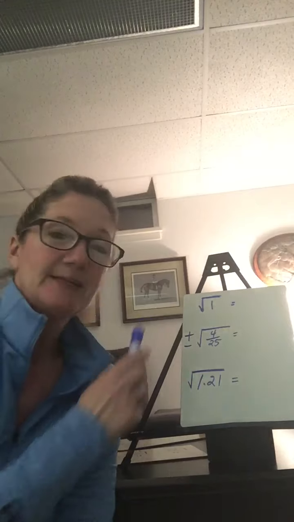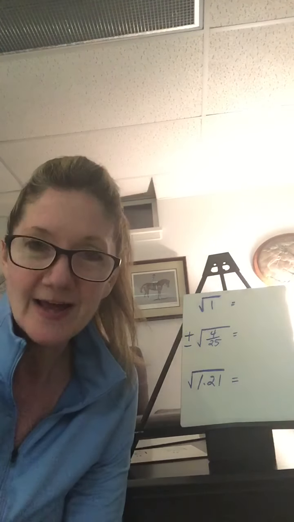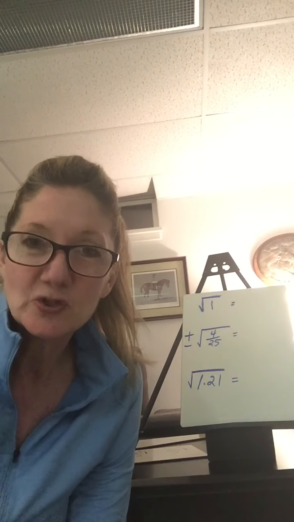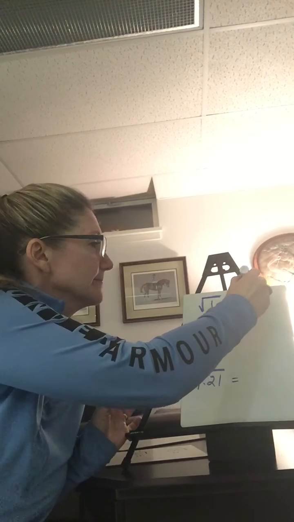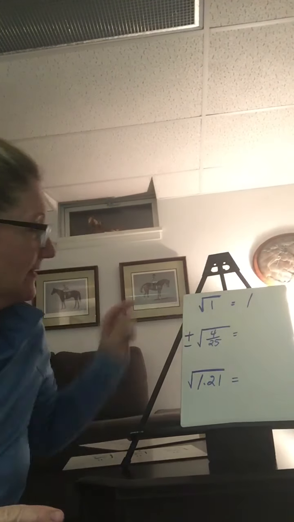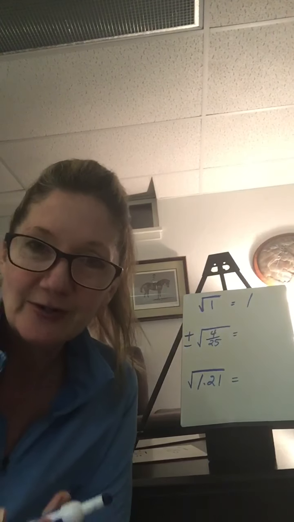So this is pretty simple here, this first one. So what number times itself is 1? So that means the square root of 1 really is 1. All right, so the answer is 1. Now this is not a division problem, so you're not putting an answer up top of here like you would in a long division problem.